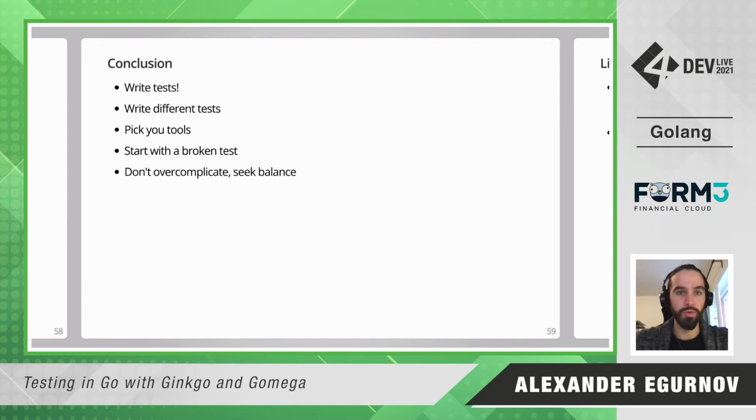One good example how to avoid most of the problems I've just described, most of these gotchas, is to start with a broken test. Make sure the test actually catches the thing you want to catch, and only then make it green again. And don't overcomplicate your tests. They're not supposed to be harder than the code, as they often tend to. So seek balance between complexity, code reuse, and explicit declaration of what is going to happen.